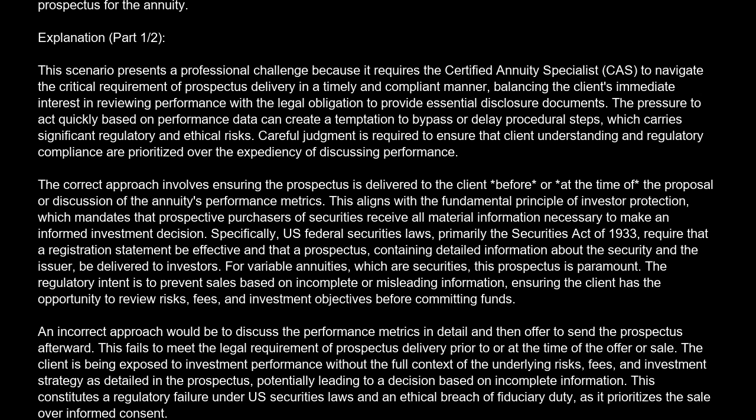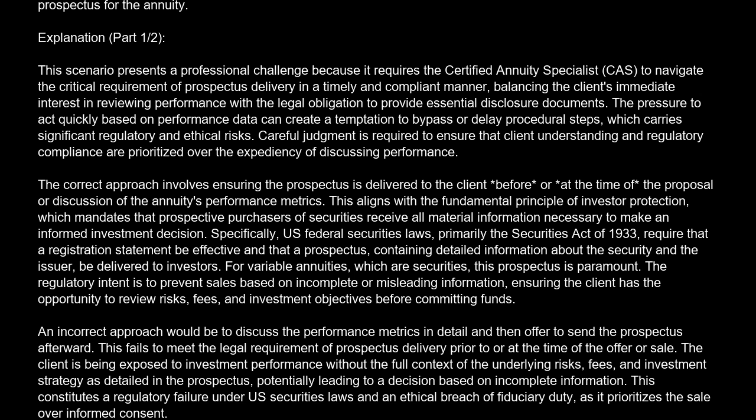The regulatory intent is to prevent sales based on incomplete or misleading information, ensuring the client has the opportunity to review risks, fees, and investment objectives before committing funds. An incorrect approach would be to discuss the performance metrics in detail and then offer to send the prospectus afterward. This fails to meet the legal requirement of prospectus delivery prior to or at the time of the offer or sale. The client is being exposed to investment performance without the full context of the underlying risks, fees, and investment strategy as detailed in the prospectus, potentially leading to a decision based on incomplete information.